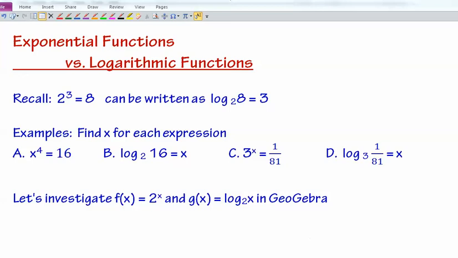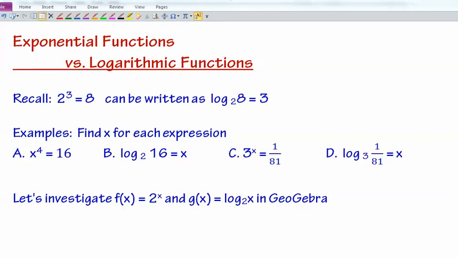This video is our first introduction to graphing exponential functions versus logarithmic functions, and it'll take us a couple days of practice, but we're going to do some experimenting with some graphs first, and then gradually our homework problems will get a little bit more difficult. So first we need a reminder that we have already learned what logarithms are.